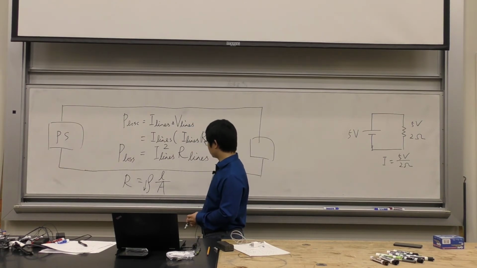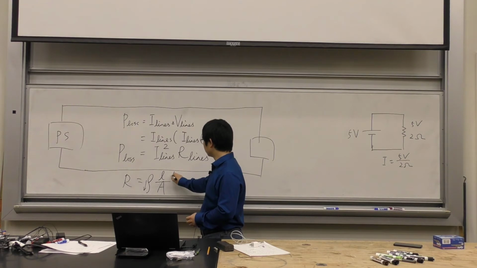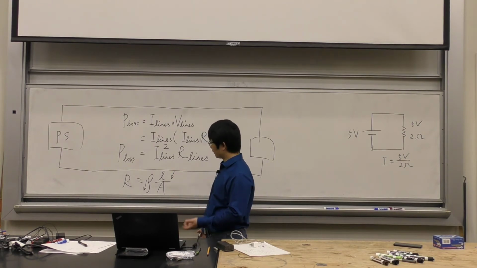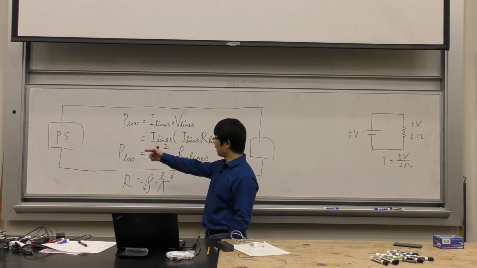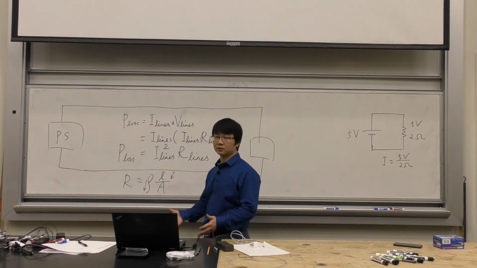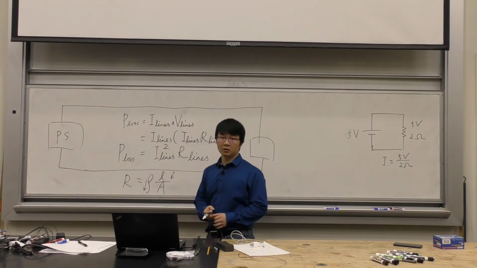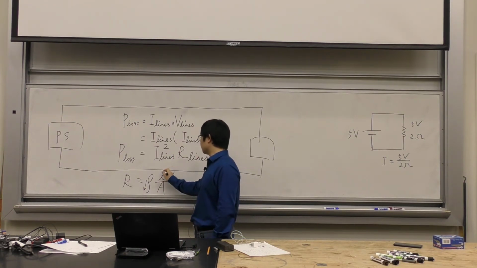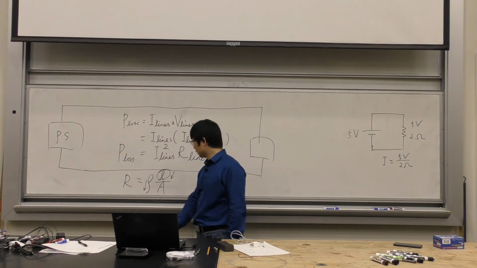Another thing you can do is this: what about reducing the length? But there's no way you can reduce the length. The power station is like 500 miles away from the city. You can't cut the distance in half. It's still going to be 500 miles. So there's nothing you can do about this, literally.